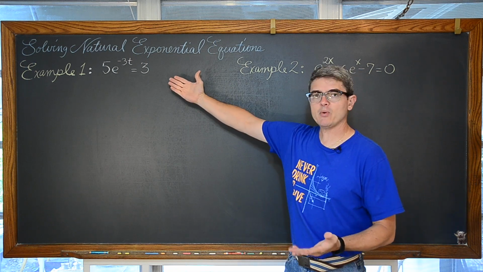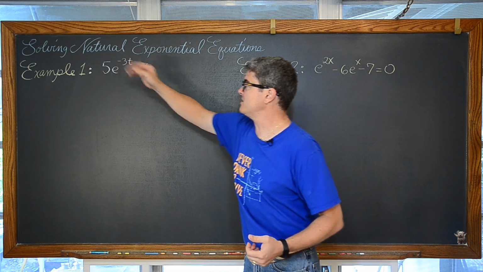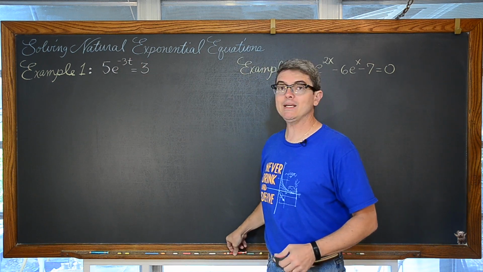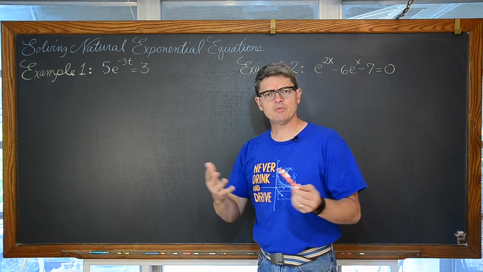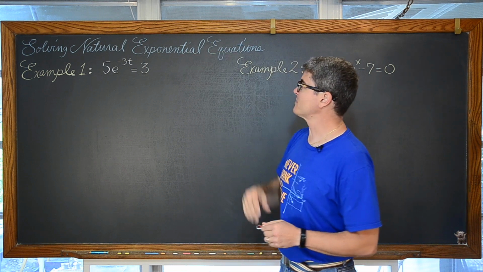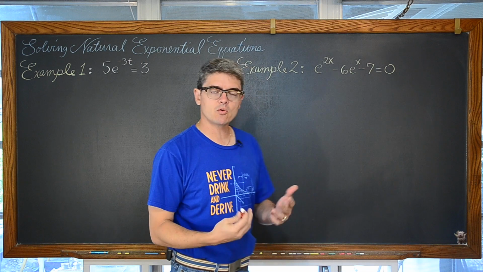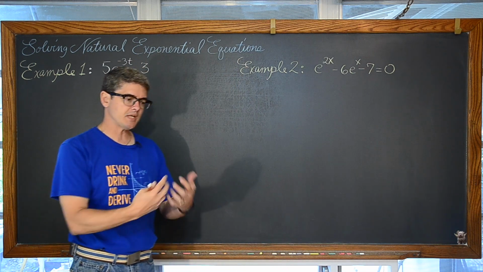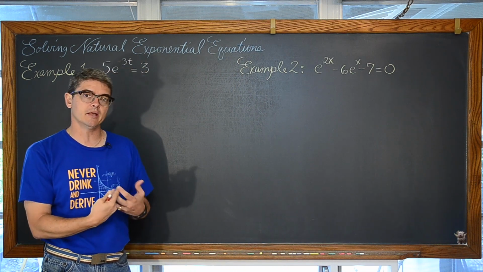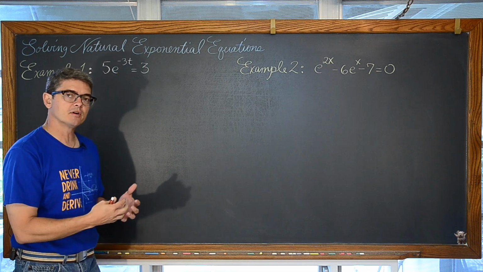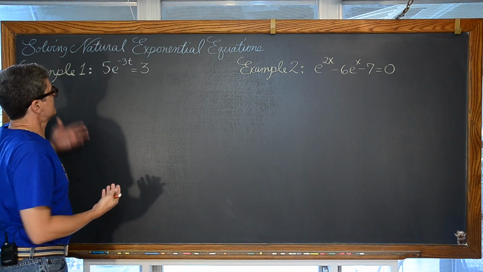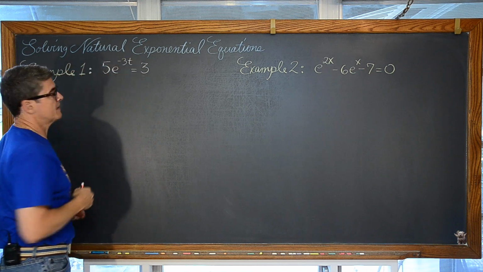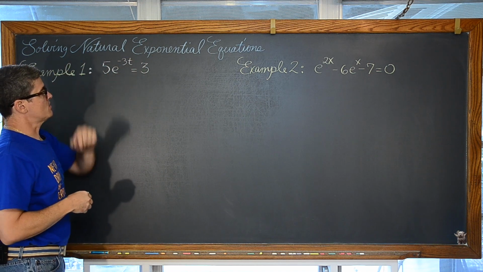So the first example we have here is 5 times e to the negative 3t power is equal to 3. Now, I'm assuming if we're talking about solving these natural exponential equations, or just solving equations that require logarithms, you already understand that when you take the log of a number, you get an exponent. So exponential functions and logarithms are inverse math operations. So here we've got 5 times e to the negative 3t is equal to 3.